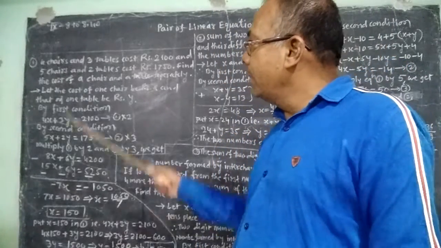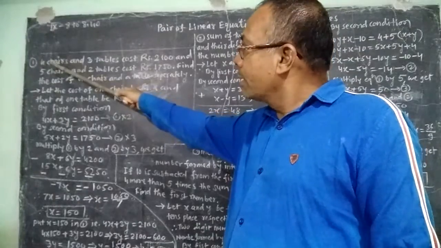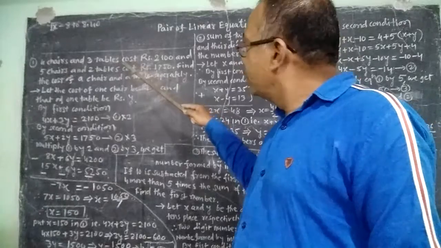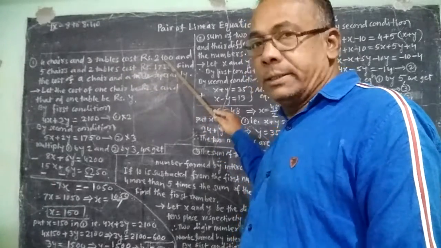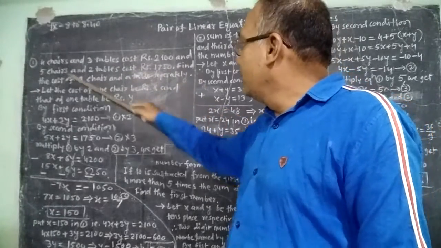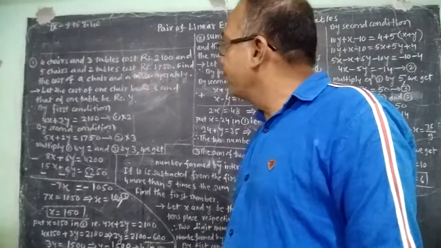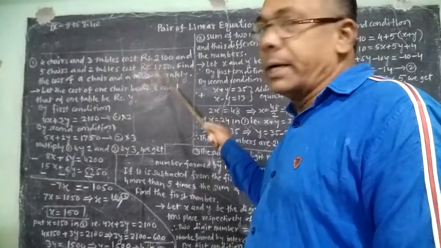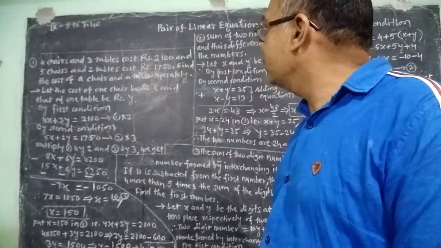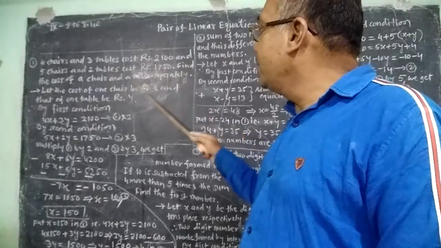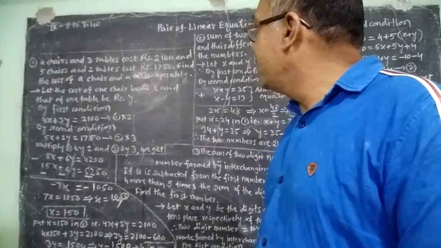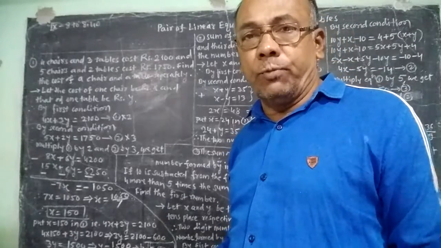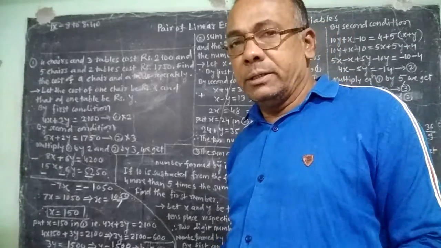Our first example is that four chairs and three tables cost rupees 2100, and five chairs and two tables cost rupees 1750. Find the cost of chair and the table separately. Means we have to find the cost of one table as well as one chair.